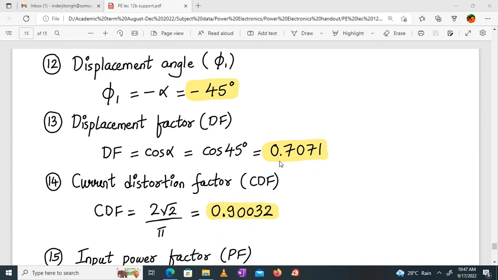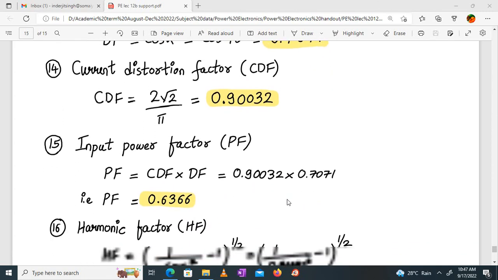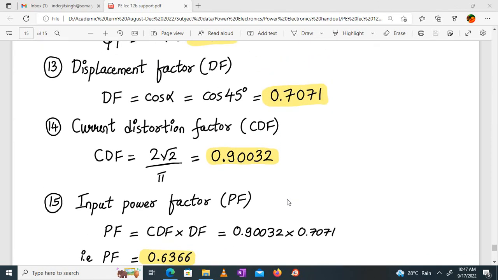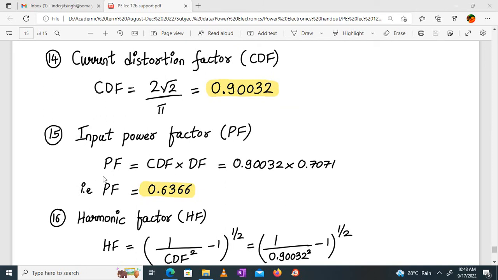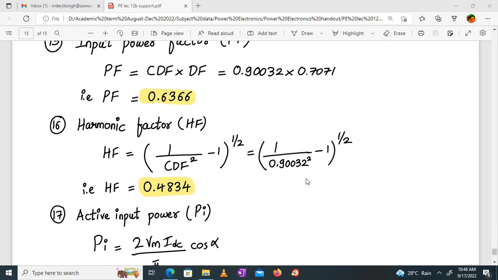Next we find out current distortion factor. This current distortion factor is a fixed value for a full converter, which is 2 root 2 divided by pi, which is coming out to be 0.90032. Now, once we know the current distortion factor and the displacement factor, the product is equal to the input power factor, PF. So, PF is CDF into DF, which is 0.9 multiplied by 0.7. This is coming out to be 0.6366. So, that's the value of the input power factor. You can cross check your answer.